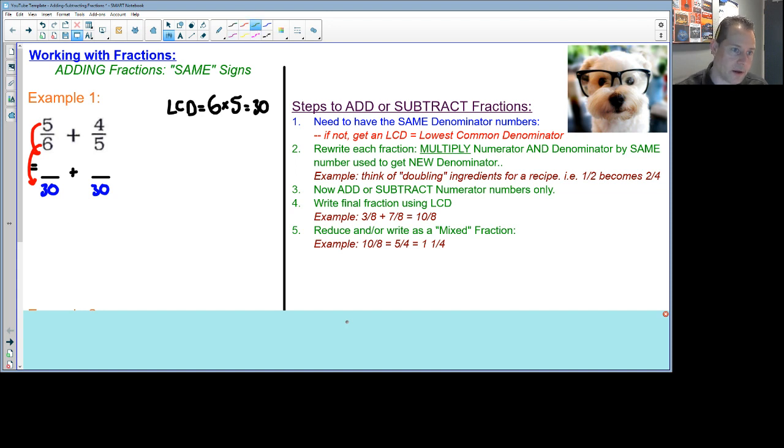So we do the same thing on the top. We multiply the same thing on the top, which is basically bumping up the recipe by a factor of 5 on the top. And we know that 5 times 5, of course, is 25. So that gives us the new equivalent numerator, or top number.